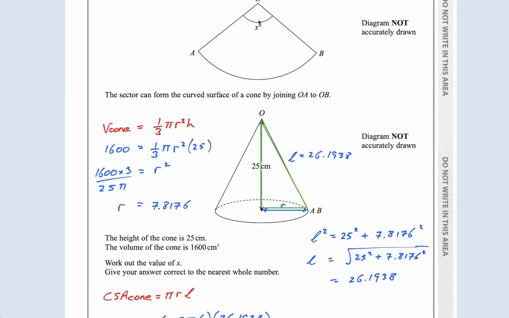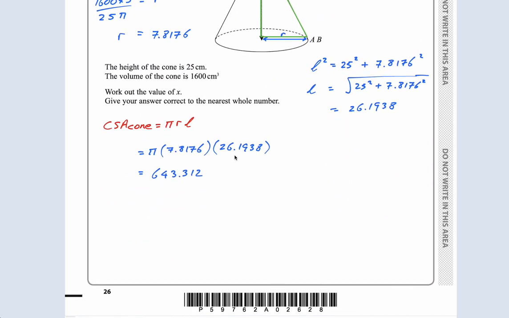because the area of the sector is the curved surface area of the cone, because it says it. The sector can form the curved surface area of the cone. So now I know my area of sector is equal to 643.312. Okay, that's the area of the sector.